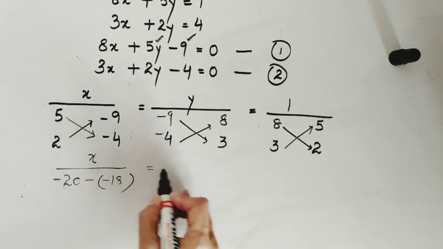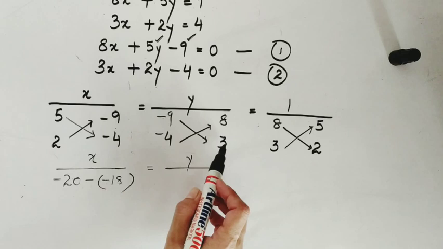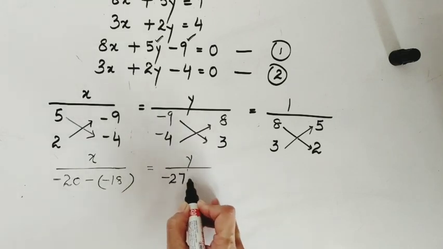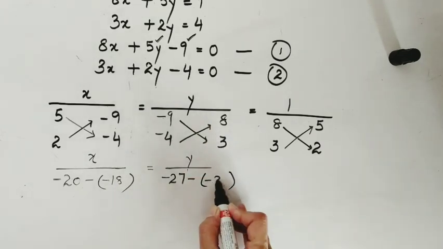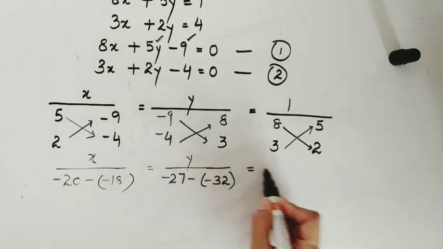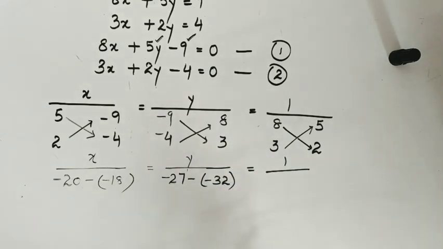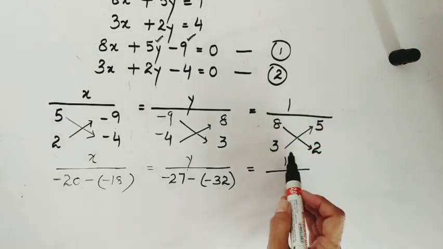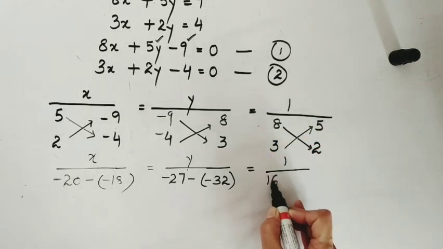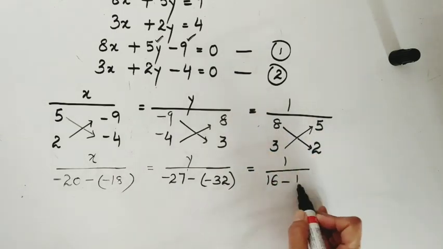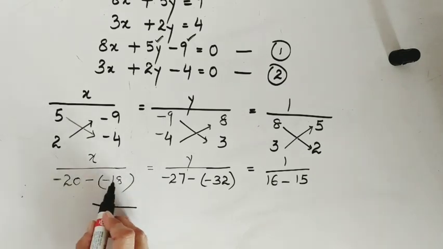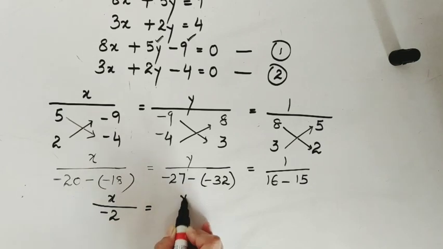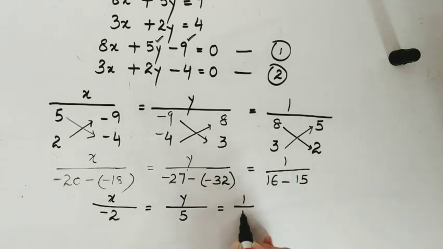Okay, x is over. Now let's write for y. Minus 9 into 3 would be minus 27. In between we need to write negative and then 8 into minus 4 would be minus 32. Then for the constant, express the numbers, look for the product and then the difference of those products. 16, okay, 8 into 2, 16 minus 5 into 3, 15. Next step would be to just simplify. Minus 20 plus 18 would be minus 2. Minus 27 plus 32 would be positive 5. And this is 1 upon 1.